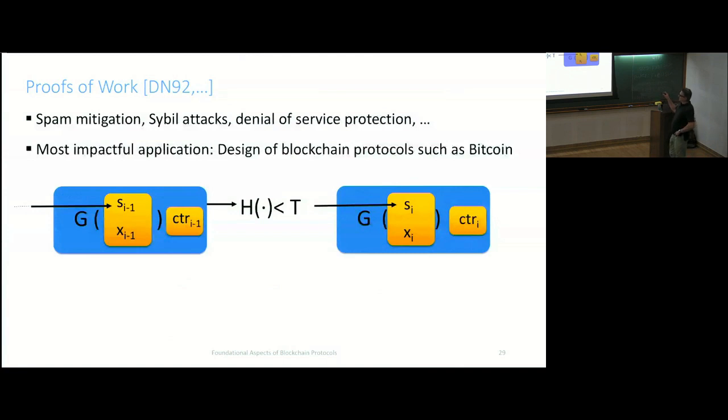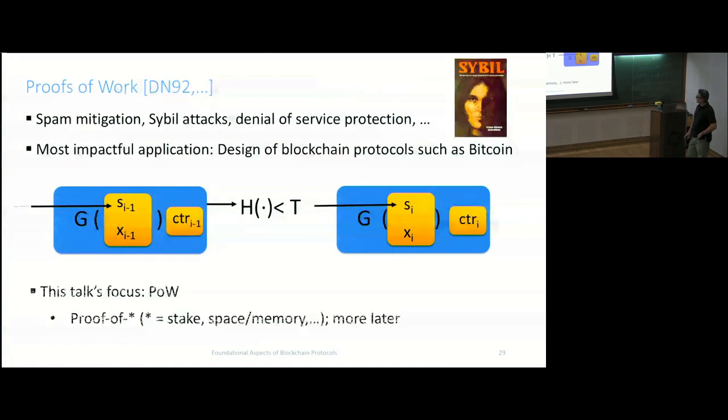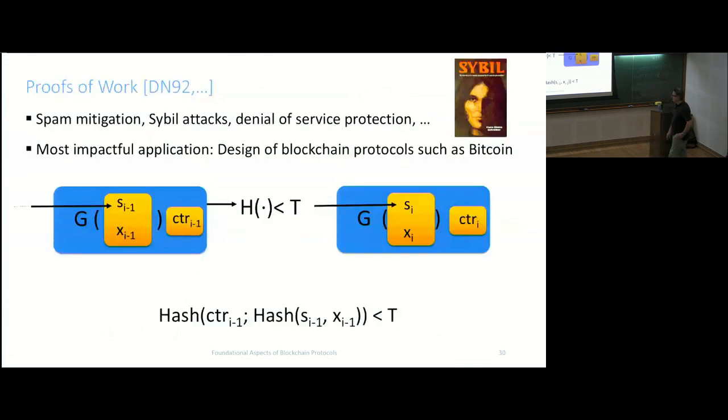We already mentioned this has been used against Sybil attacks. The original motivation was spam mitigation, also denial of service, but arguably the most impactful application is what we are talking about today, the design of blockchain protocols. Sybil again. And as I mentioned, we're focusing on proof of work for now. And this is how a proof of work would look.